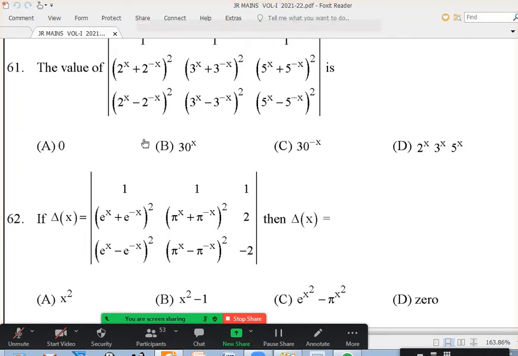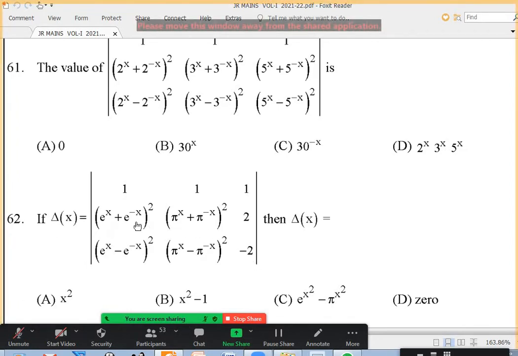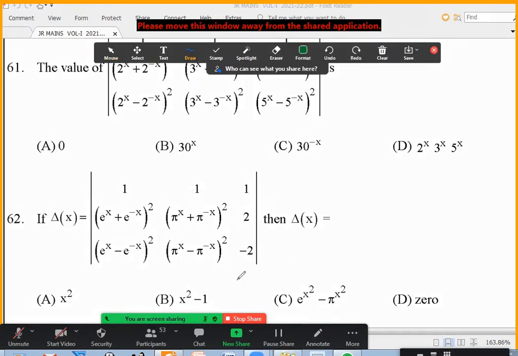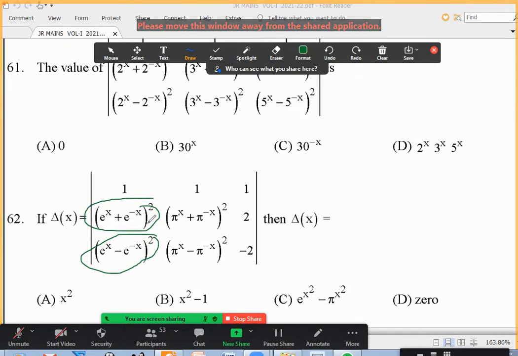In 61, from second row we subtracted third row. Same thing here. In 62 also, if you subtract the third row from the second row, will you get the new second row as 4, 4, 4? Instead of writing on the board, I can just annotate here. You can see on the screen itself. Look at this and this: the second row first element, the third row first element. When you subtract, are they in the form of a plus b whole square minus a minus b whole square?